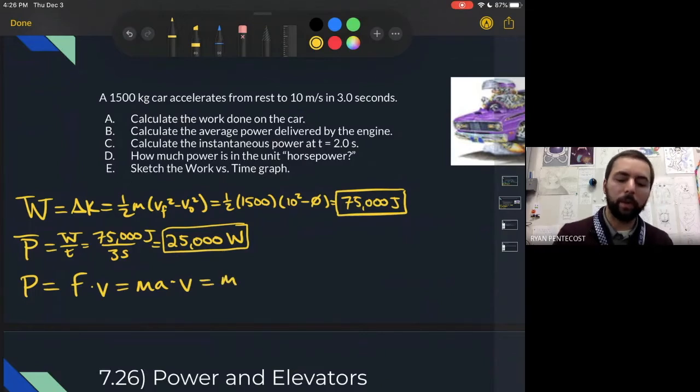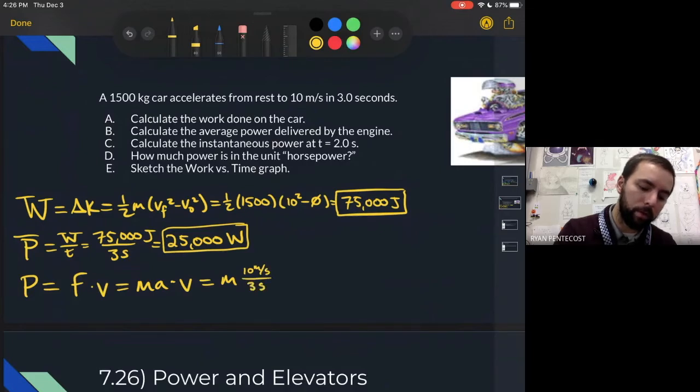Now, we don't have the acceleration. We can find the acceleration, right? Let's just assume we'll take average acceleration. We'll have to make that assumption that it was constant acceleration. So that would be change in velocity over time. So that would be 10 meters per second divided by 3 seconds. That'll give us 3.33 meters per second squared, right?